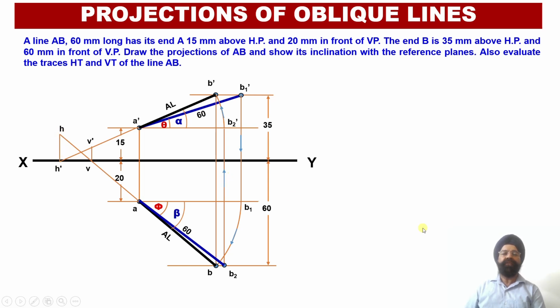So with this, we have been able to evaluate the projections of the line. We have been able to evaluate the inclinations of the true length of the line with the horizontal plane as well as the vertical plane. And besides this, finally we have evaluated the horizontal trace and the vertical trace of an oblique line.